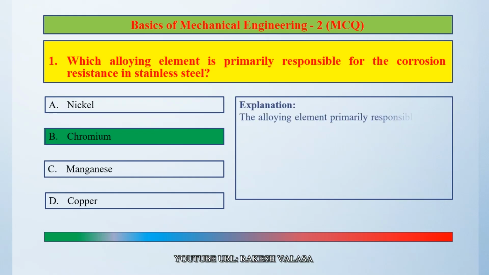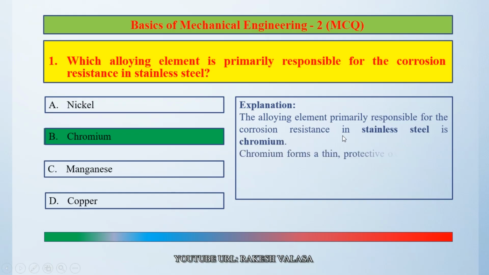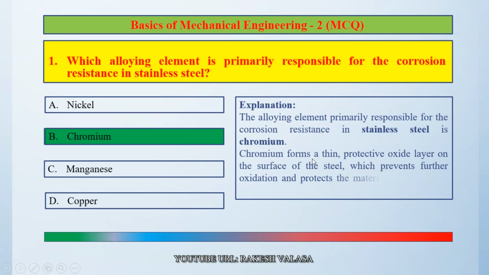The alloying element primarily responsible for the corrosion resistance in stainless steel is chromium. Chromium forms a thin protective oxide layer on the surface of the steel, which prevents further oxidation and protects the material from rust and corrosion. So the correct answer is option B chromium.